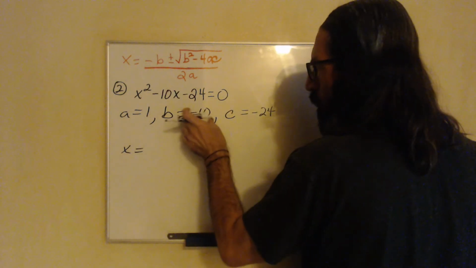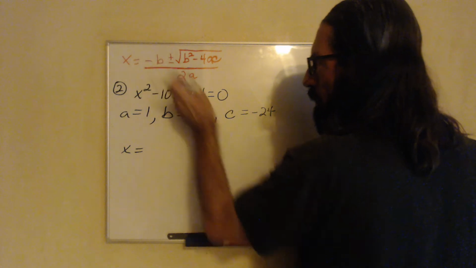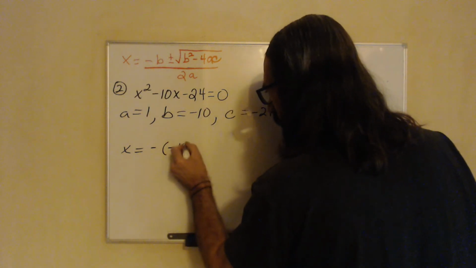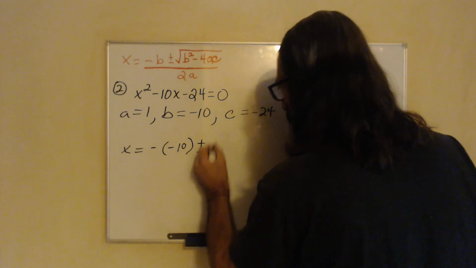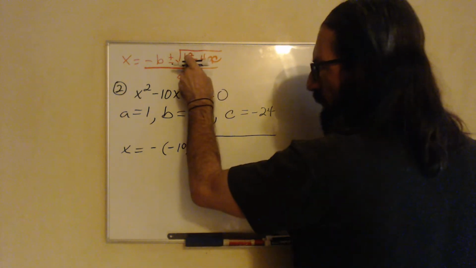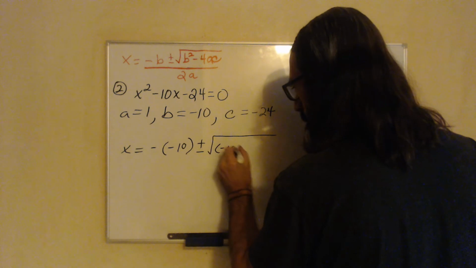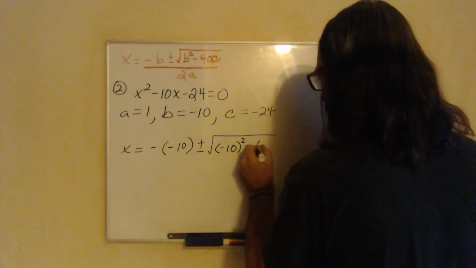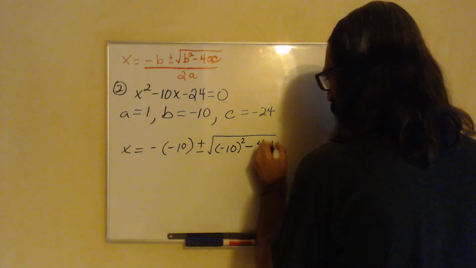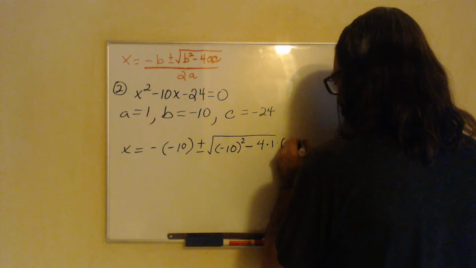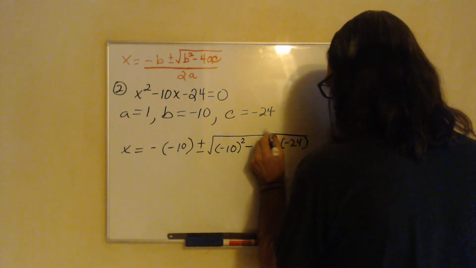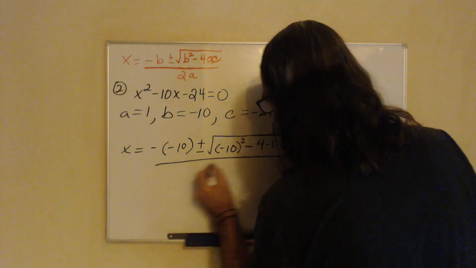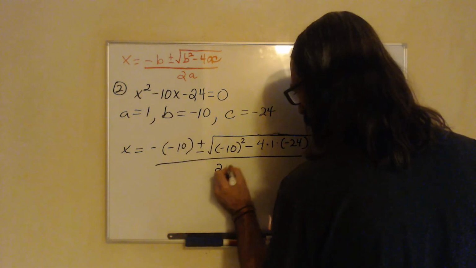So when we put in b, the negative of negative 10 is going to become a positive 10. It doesn't affect what we're putting in here. It's still a negative 10, that quantity squared. And then 4 times 1 times negative 24, all over 2 times a, so all over 2 times 1.